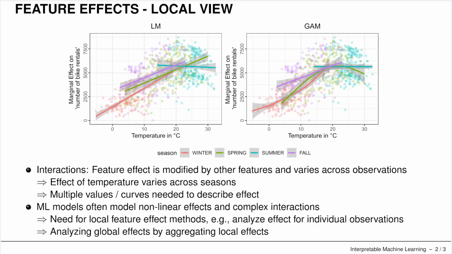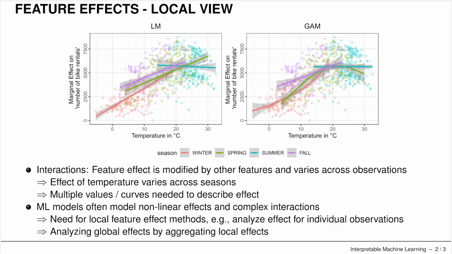To go one step further and motivate the local view of feature effects, let's look at what happens if we include interactions. Including interactions here will modify the marginal effect of the feature temperature and make it dependent on certain observations. For example, in the linear regression, we now have multiple slopes instead of one single value. This means we would have 4 different values to explain the marginal effect. For the GAM case, we have 4 different curves to describe the marginal effect.